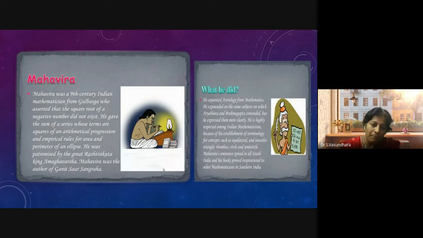And we have one more mathematician, Mahavira. He is an Indian mathematician from Gulbarga who asserted that the square root of a negative number did not exist, that we all know. He gave the sum of a series whose terms are squares of an arithmetic progression and empirical rules for area and perimeter of an ellipse. He was patronized by the great Rashtrakuta king. Mahavira was the author of Ganita Sara Sangraha.